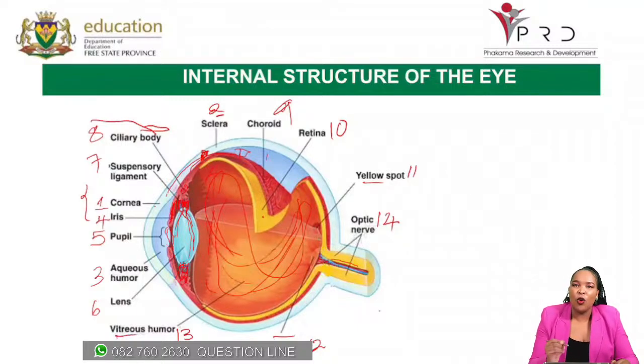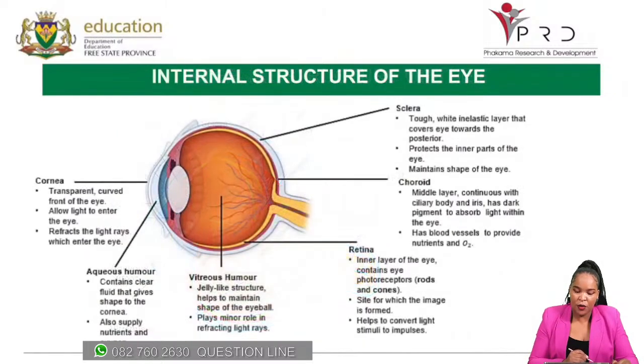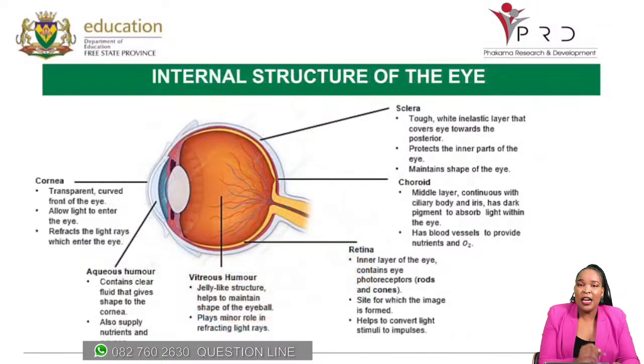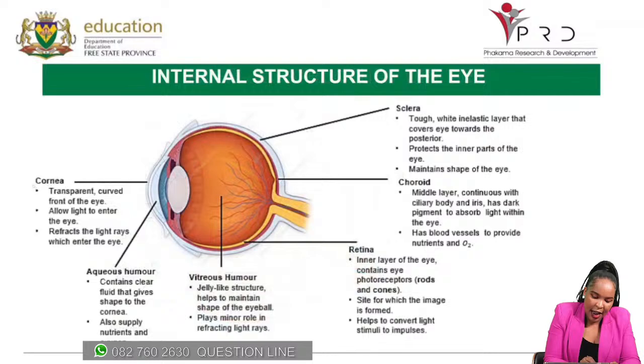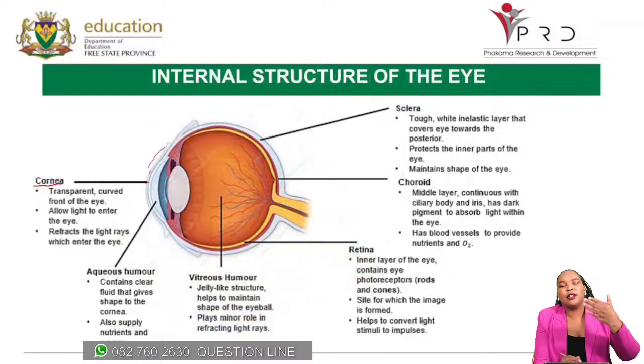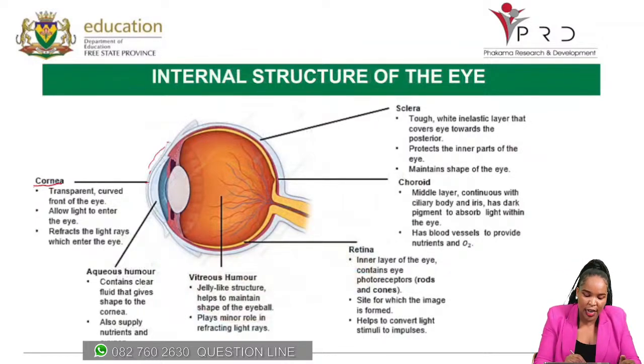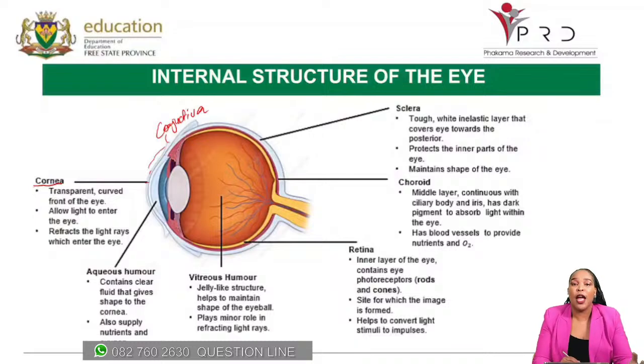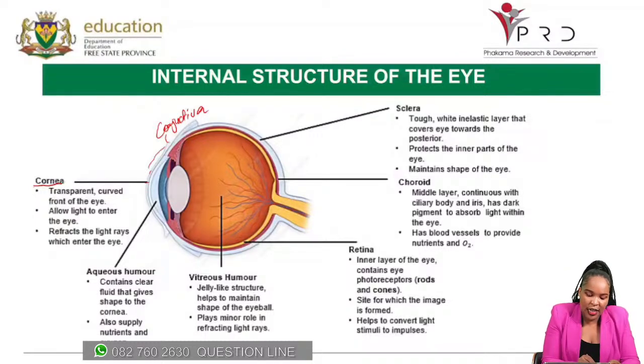Now, let us look at their functions. What roles do they play? We will start where we all started, the cornea. Remember, the cornea we said is this part. The cornea is the front part here. And remember, the eye is covered by a membrane called the conjunctiva. The conjunctiva is the membrane covering the eye or protecting the eye.